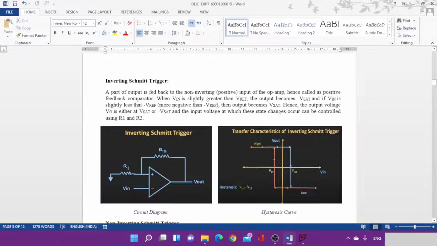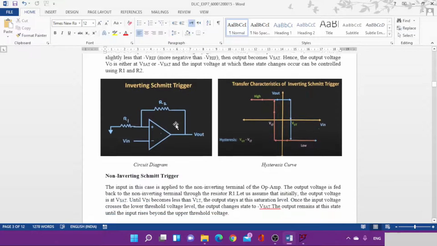Now when the Vin is slightly greater than the Vref, then the output becomes minus Vsat, and if the Vin is slightly less than the negative Vref, then the output becomes positive Vsat. So hence the output is either plus Vsat or minus Vsat depending upon these two states. These states can be controlled by the resistors R1 and R2.